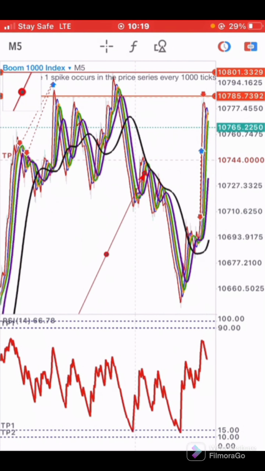And this market, I said 40 pips TP, and this market is almost 20 pips now. You see, it's almost 50% of my TP.